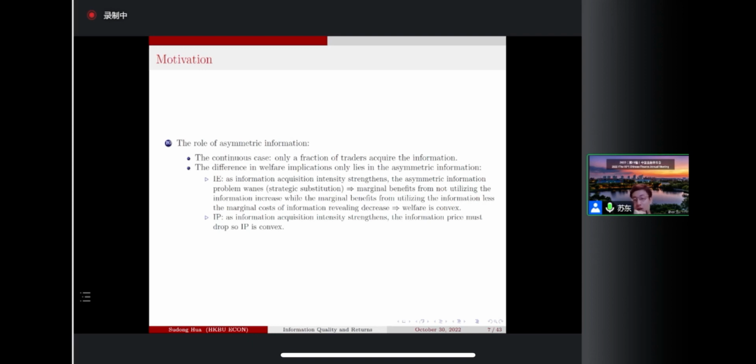And I conjecture the marginal benefit from not utilizing the information increases, but at the same time, marginal benefits from utilizing the information minus the marginal cost of the information disclosure should decrease. And then the welfare from this IE effect should be convex. For the IP, in the same process, the information price drops, and it changes the marginal cost. So the IP should be convex. These are my conjectures, and I will do some simulations to verify them.